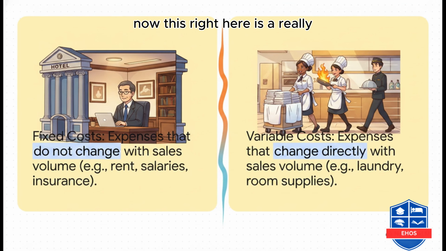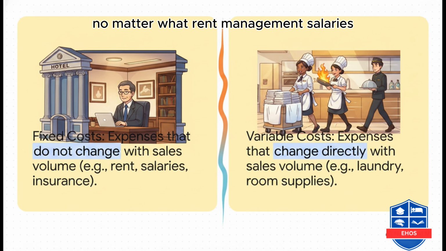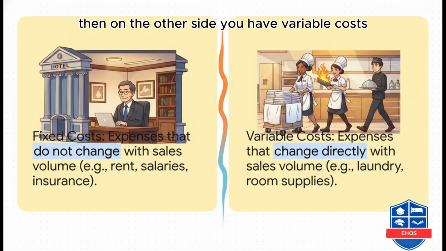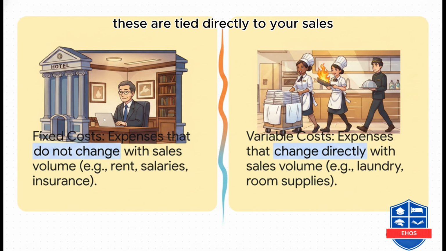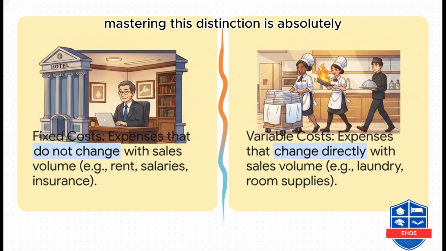Now, this right here is a really, really important distinction to get right. On one side, you have your fixed costs. Think of these as the expenses you have to pay no matter what: rent, management salaries, insurance. They don't change whether you sell one room or 100. Then, on the other side, you have variable costs. These are tied directly to your sales. Things like laundry services, the little soaps in the rooms, the cost of food for breakfast. The more guests you have, the higher these costs go. Mastering this distinction is absolutely key to managing your costs effectively.